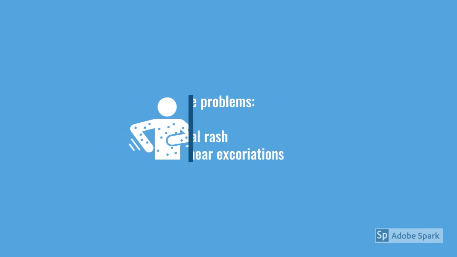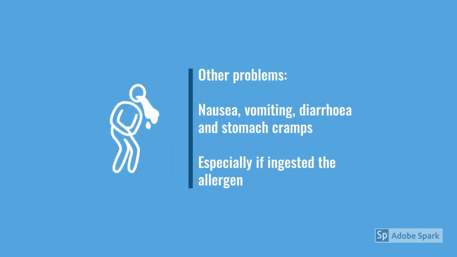Other things that you might notice, so from a GI perspective, they can have stomach cramps, nausea, vomiting and diarrhoea. That's particularly the case if they've ingested what they're allergic to. So, like if they've eaten a peanut sandwich or something.